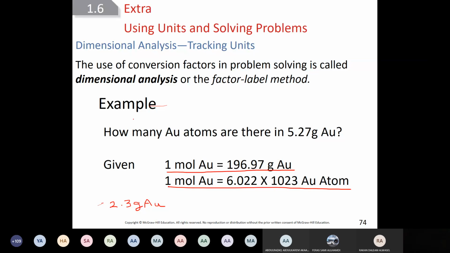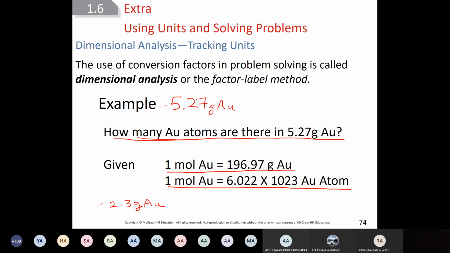Okay, let's read the question before we start answering. How many Au atoms are there in 5.27 gram Au? So what should I have here? 5.27 gram Au. And I want how many atoms?